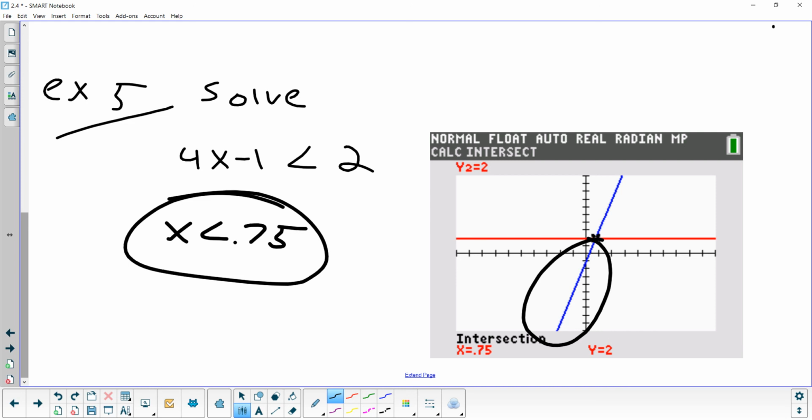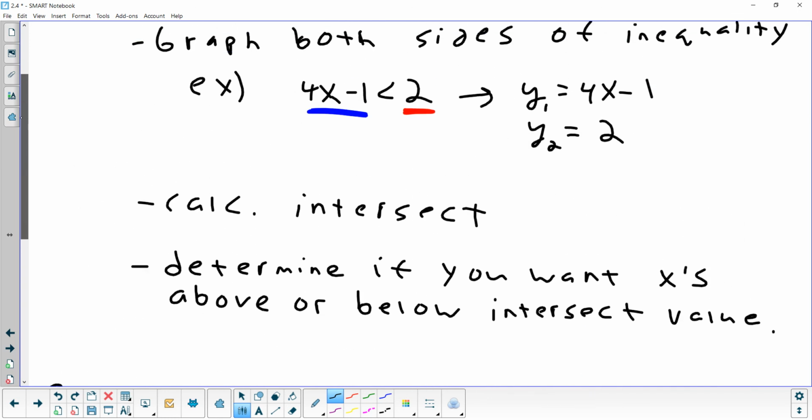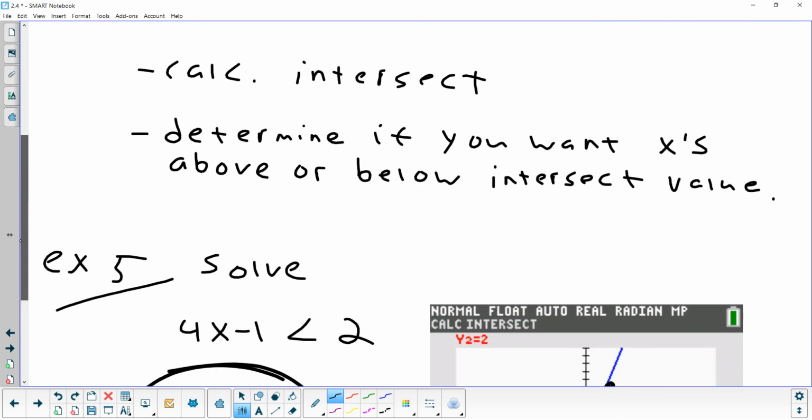If you pick values above 0.75, like if you pick 2, you're going to be right about there. Now you've given me a value that ends up where the blue is above the red. I didn't want blue above red. I wanted blue under the red. So it's basically a different way of doing the same thing.